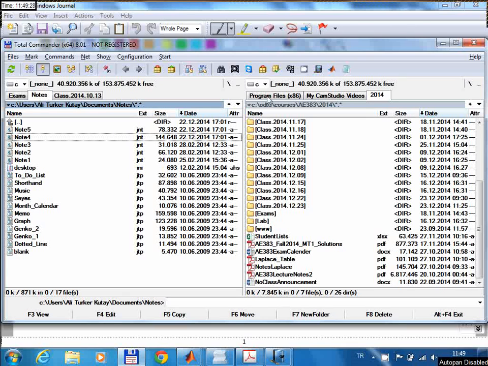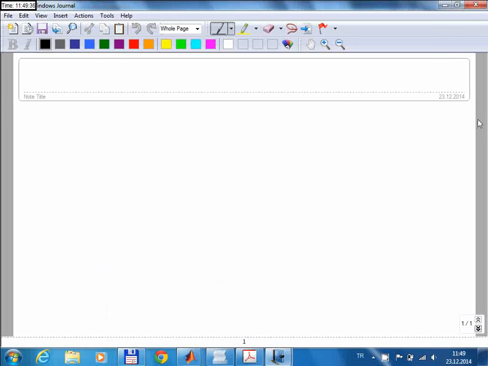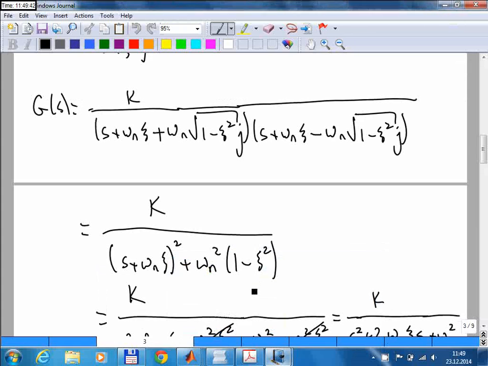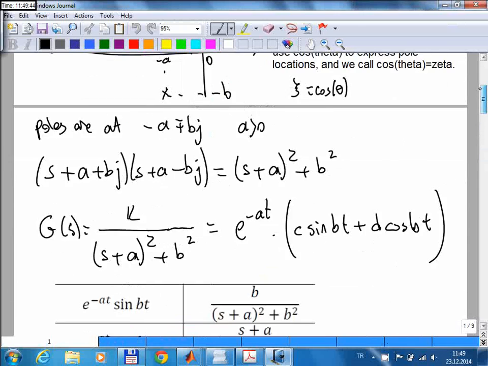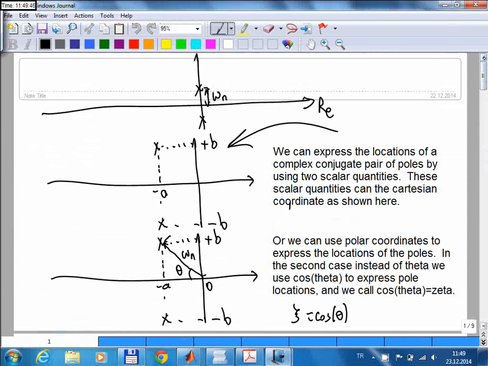Okay, so yesterday we were looking at general second order systems with general damped poles, and we looked at the effect of the pole locations on the response of the system. So here's what we did.